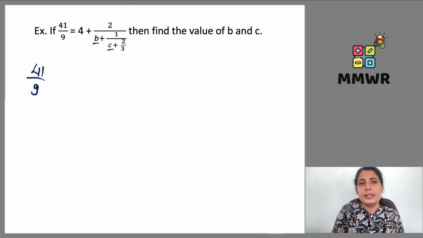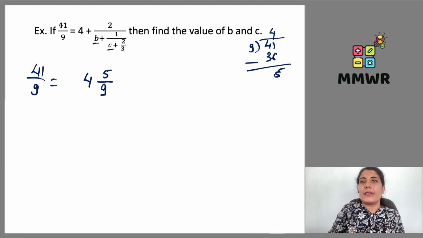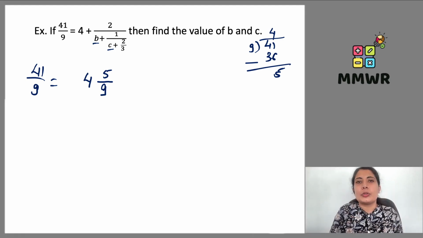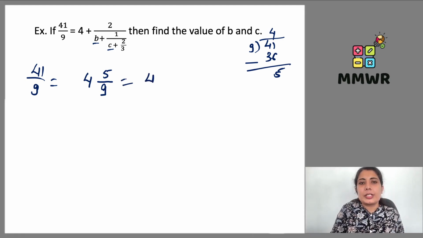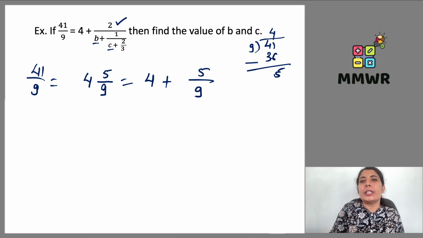41 upon 9 is nothing but 9 fours are 36. 36 will be subtracted from 41. So 41 divided by 9 is going to give me 9 fours are 36, and the remainder is 5. That 5 will come into the numerator, which can be further written as 4 plus 5 upon 9. Now the target is to get 2 here.